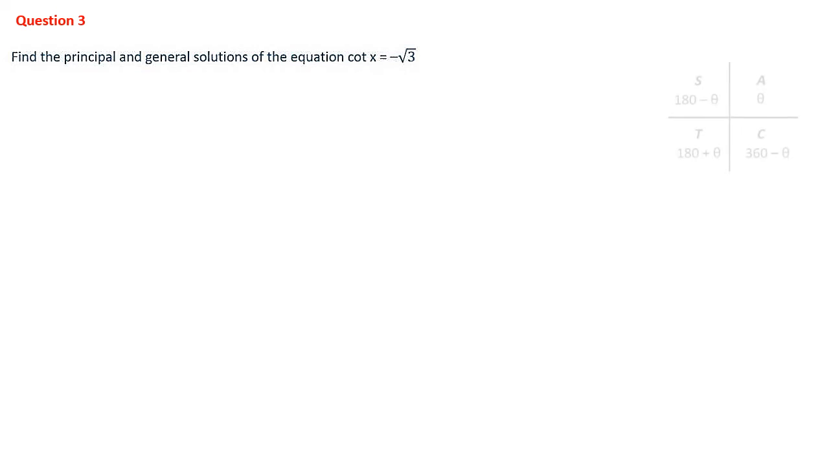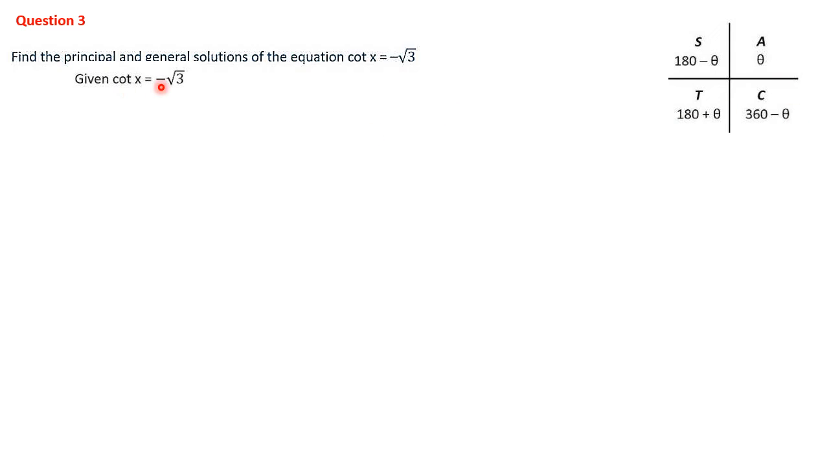Next, we shall discuss question number 3. The question is, find the principal and general solutions of the equation cot x is equal to minus root 3. First of all, let me draw this diagram and keep it on the right corner so that it is easy for us to write the answers. Cot x is equal to minus root 3, that is the given equation.